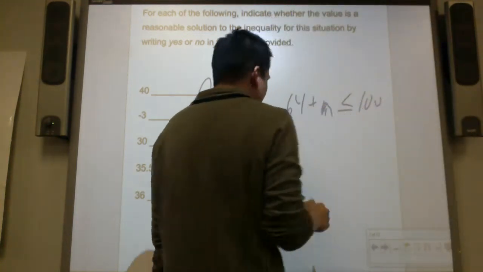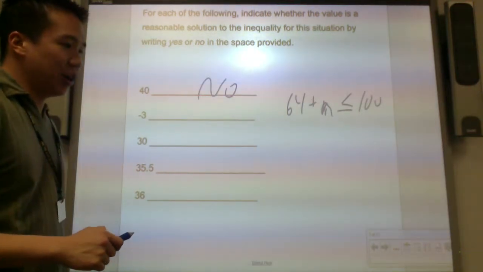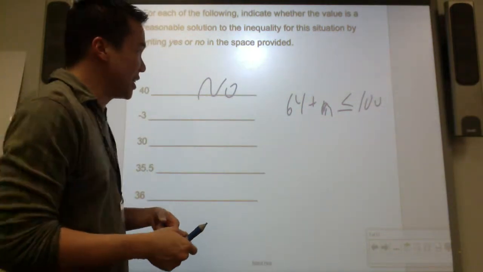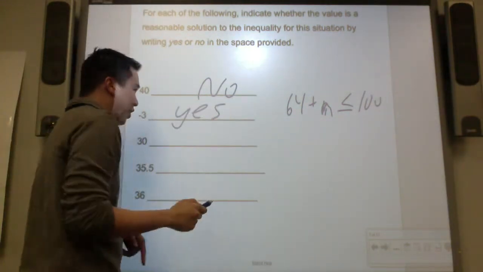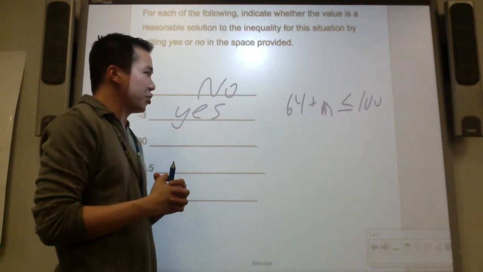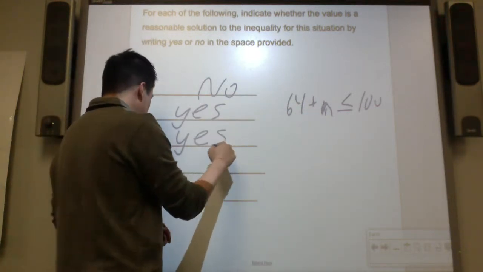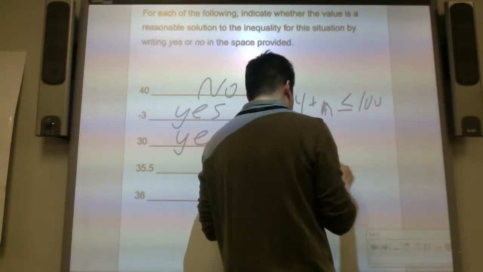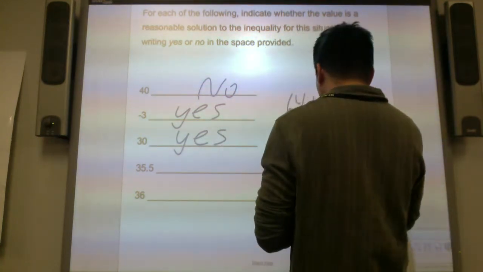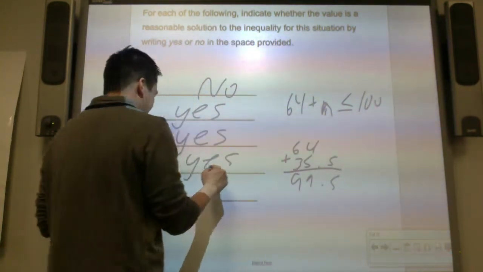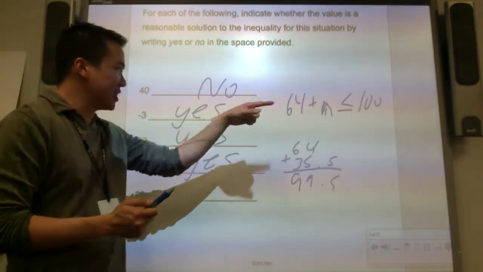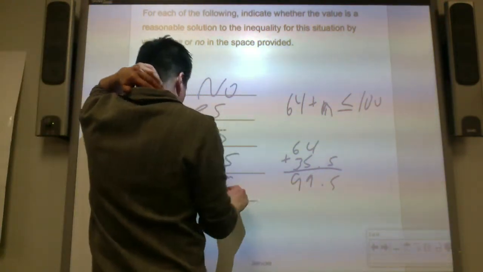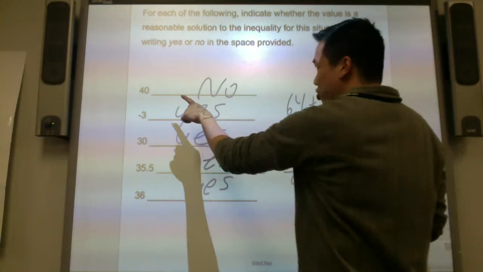If I put in negative 3, I'm not sure how you can have negative 3 text messages, but 64 plus negative 3 is 61. Is that less than or equal to 100? It is. If I plug in 30, 64 plus 30 is 94, that's less than or equal to 100. If I plug in 35.5, I don't know how you can send half of a text message, but that's 99.5, which is less than 100. If you plug in 36, 64 plus 36 is 100, that's less than or equal to 100. So all these are examples that work. The only one that did not match was 40.